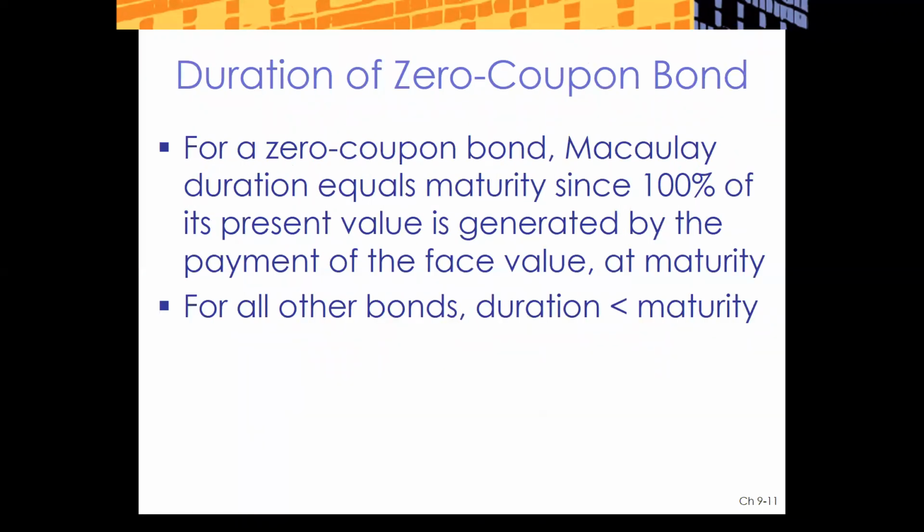So for a zero coupon bond, macro duration is equal to maturity, since 100% of its present value is generated by the payment of the face value. So whatever the maturity is for a zero coupon bond, it is the same as its duration. For all other bonds, duration is always less than maturity.